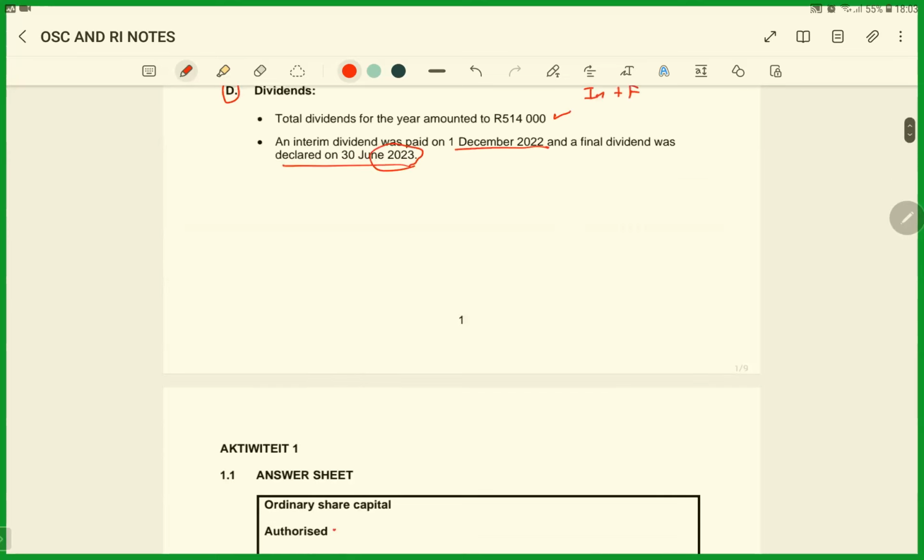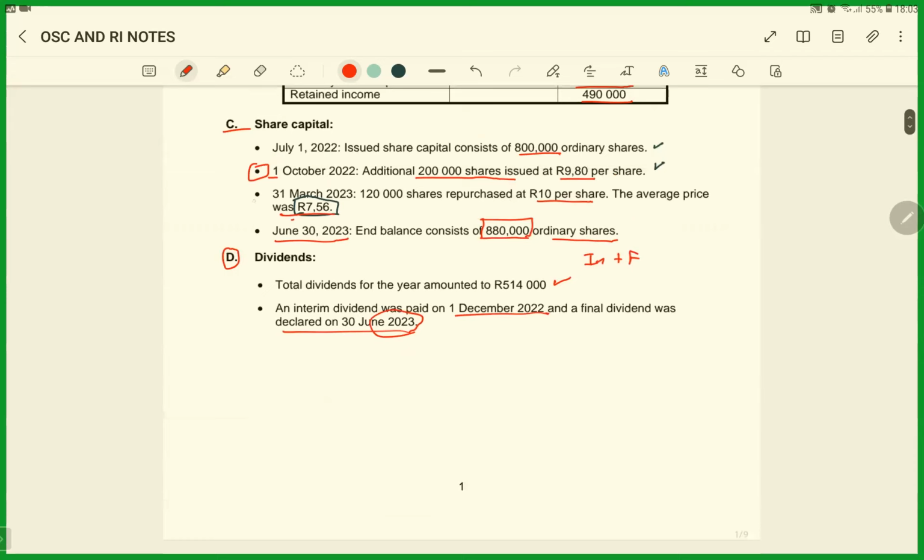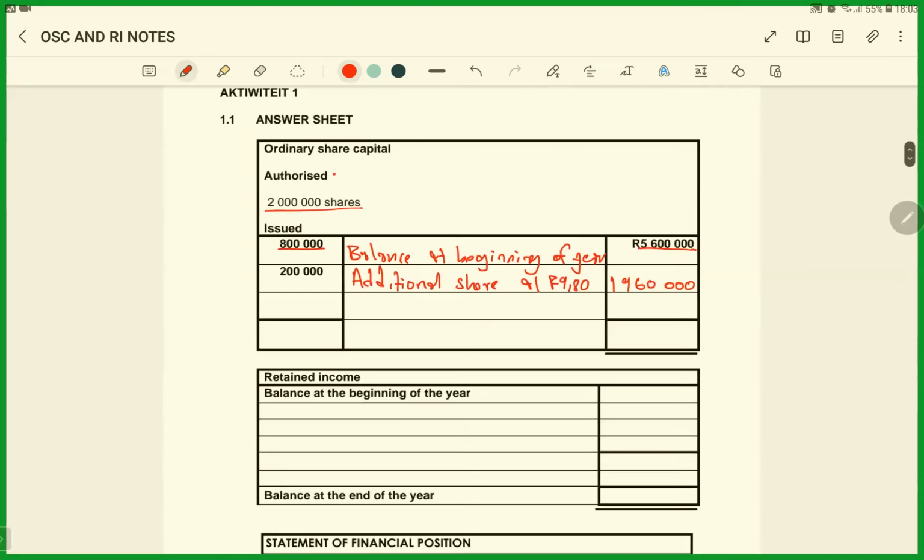Okay, so now we go to another transaction. Here we are told that on the 31st of March 2023, 120,000 shares were repurchased. So here we don't want the repurchase price, but we want the average share price. So we're going to say under the capital, remember, when shares are repurchased, ordinary share capital will decrease. So here we will say in brackets 120,000 shares that are repurchased.